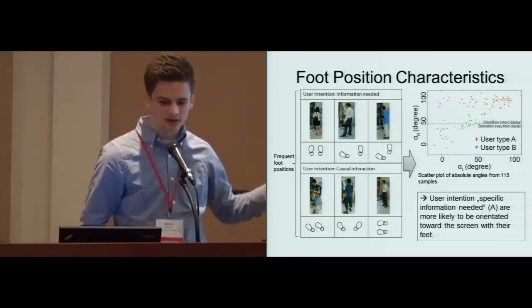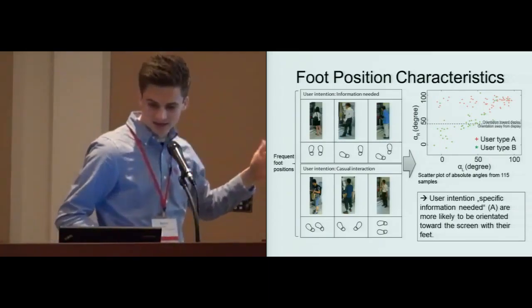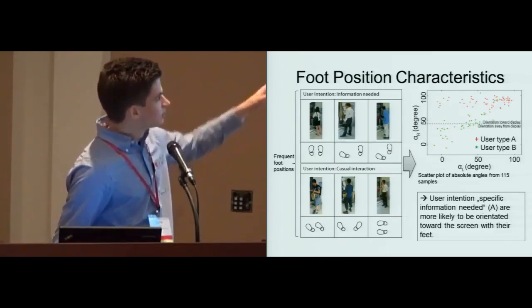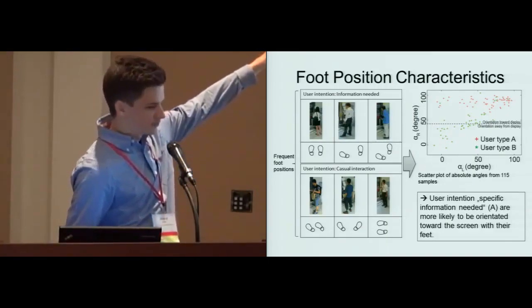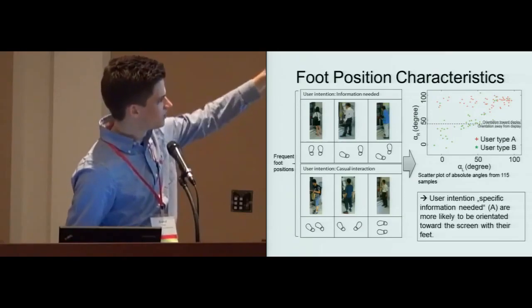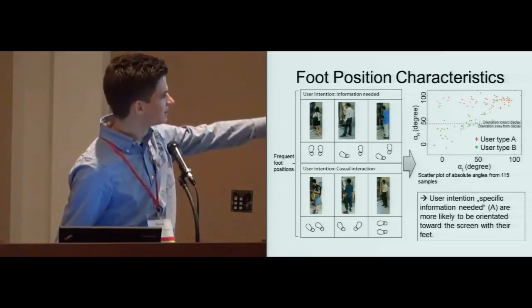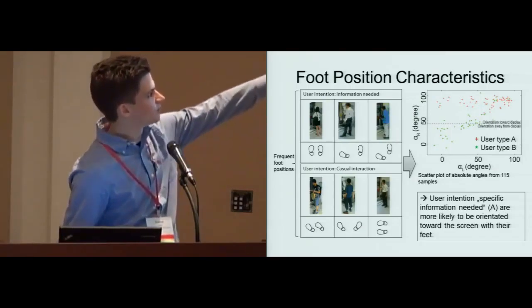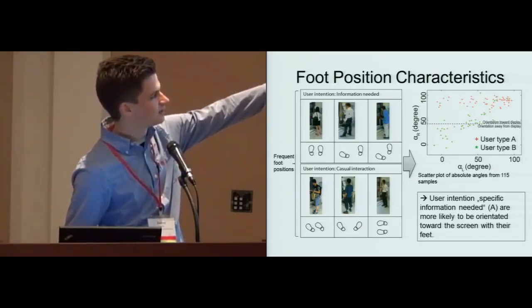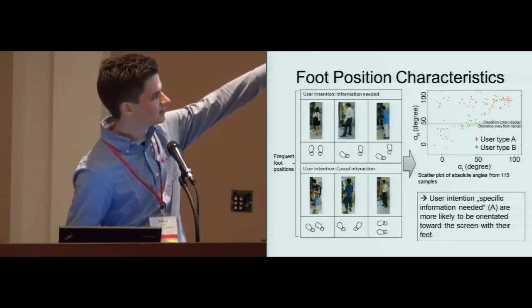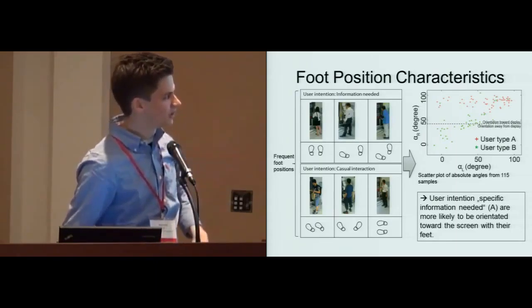And to give you a little bit more of an idea how the data looked, if users extracted actual information, the foot positions pointed more towards the display, whereas in casual interaction it was more oriented away. In this graph on the right side you can see the angles of the left and the right foot. You can see it's quite separated just by the angle.